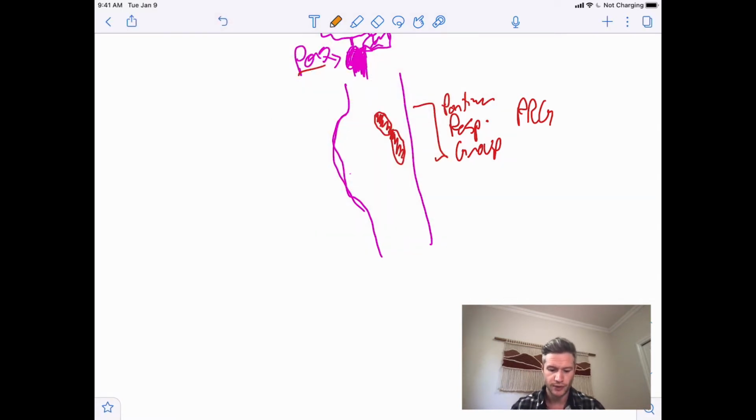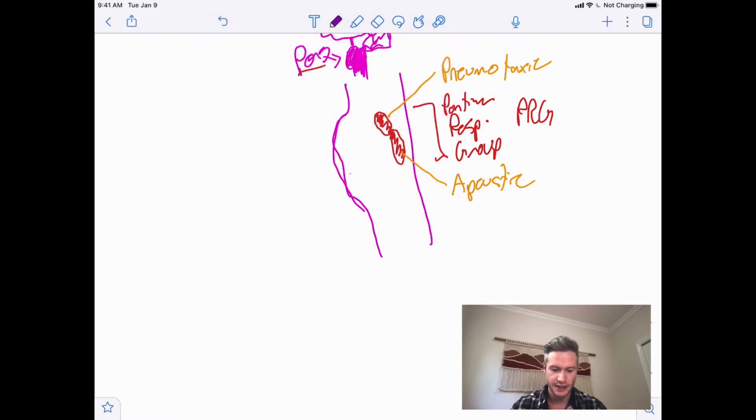The two different parts. The more superior part here is going to be your pneumotaxic center, and this is your apneustic center. Sorry, how do I spell that again? Okay.